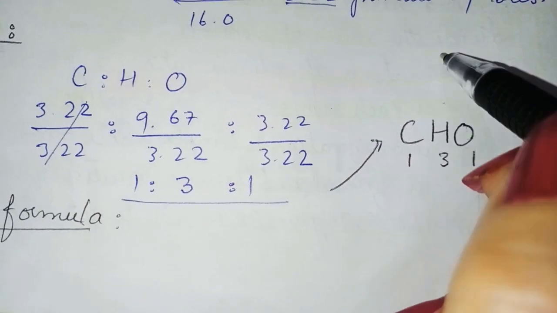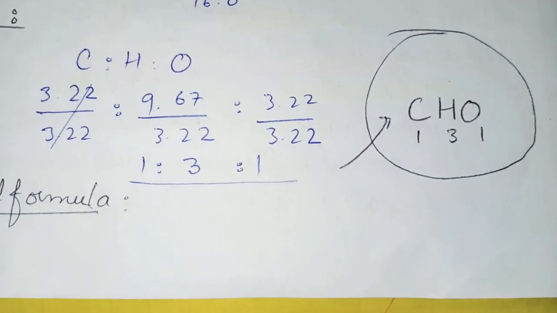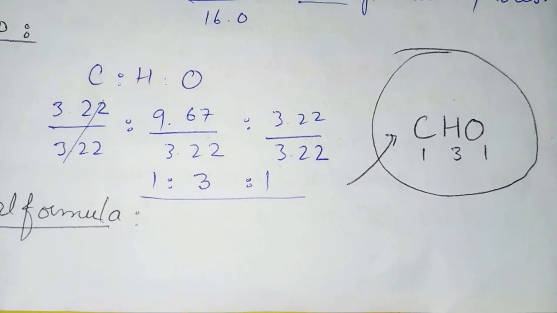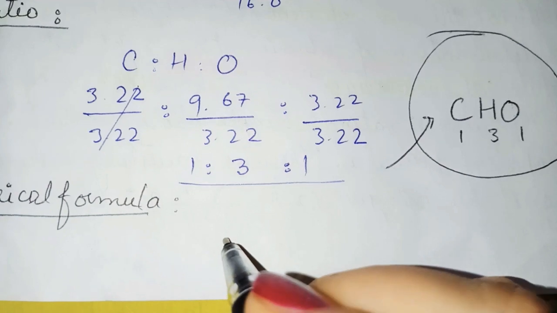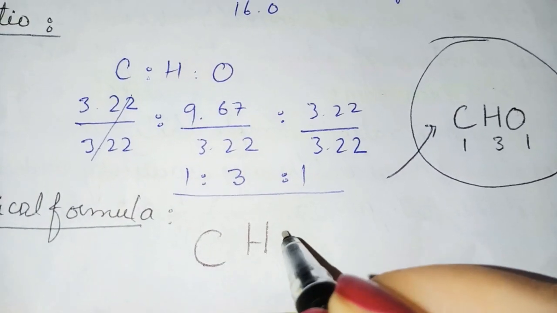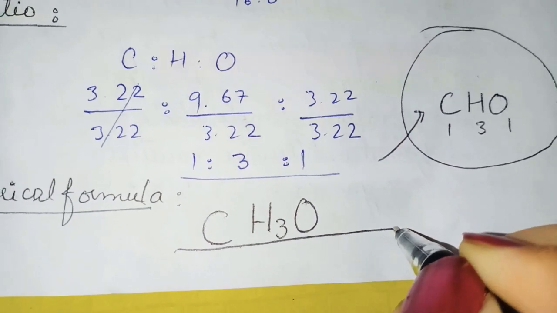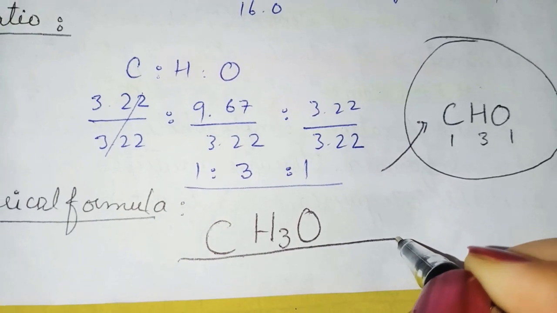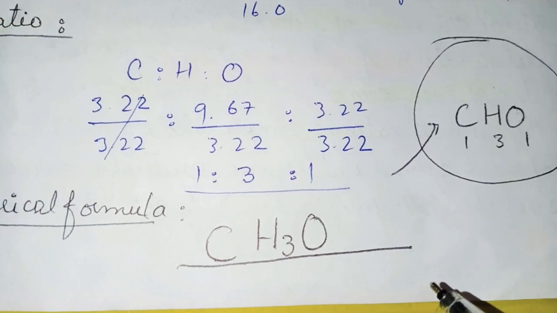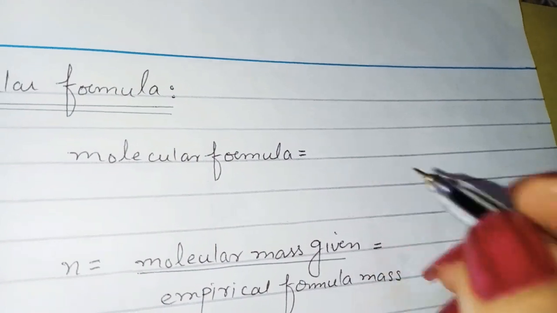So from this step we came to know that our atomic ratio was simple whole numbers, and we have already discussed that if the atomic ratio is in simple whole numbers, that would be the empirical formula. So we got the empirical formula, and that is CH3O, because we don't need to write 1 as a subscript with the number of atoms for each element symbol. Now the next step is to determine the molecular formula.